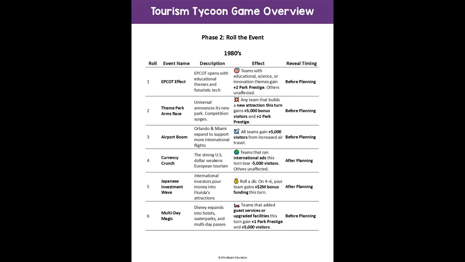As a teacher, you have your own table that lets you know the effects that the event has and when you need to reveal it to students. Event 6 is revealed before planning so that students can decide whether they want to invest in guest services or upgraded facilities this turn for the extra bonuses.